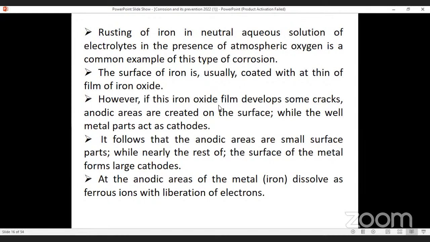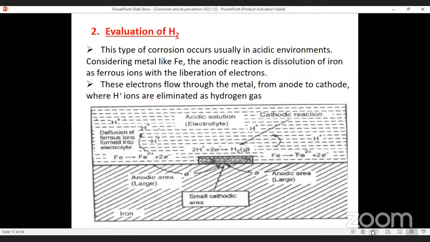However, if the iron oxide films develop some cracks, anodic areas are created on the surface. The well metal parts act as the cathode, and the small surface parts become anodic areas. At the anodic area, the metal will be involved in the corrosion process. This is the phenomenon due to the absorption of oxygen.